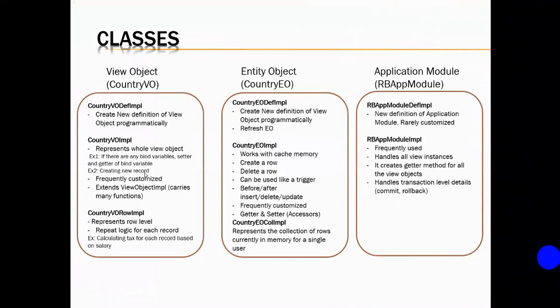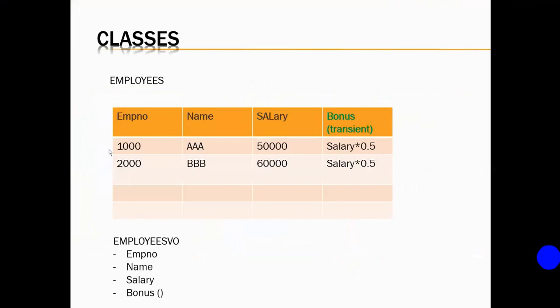On that you can add one more record. So on the whole data set, if you want to do any operation, you have to rely on the country VO IMPL class. And there's one more called row IMPL. Row IMPL is where you want to act on a single row. Here I have a row and I want to act on it.